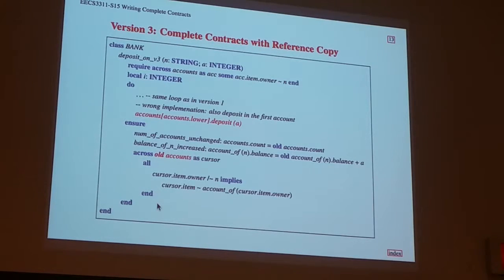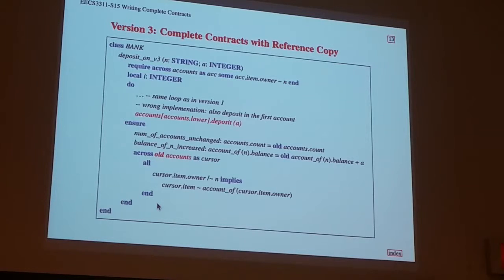You can see that the current item here is actually from the old accounts. So the current item here is really the old value, for example, for Bill's account. And now the account of Bill will be returning his new balance. So we want to say they are the same.